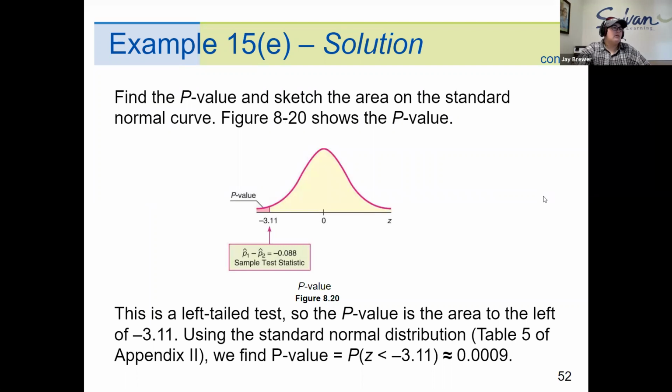Find the p-value and sketch the area on the standard normal curve. Figure 8.2 shows the p-value. This is a left-tailed test, so the p-value is the area to the left of negative 3.11 using the standard normal distribution, Table 5 of Appendix 2. We find the p-value to be roughly 0.0009.